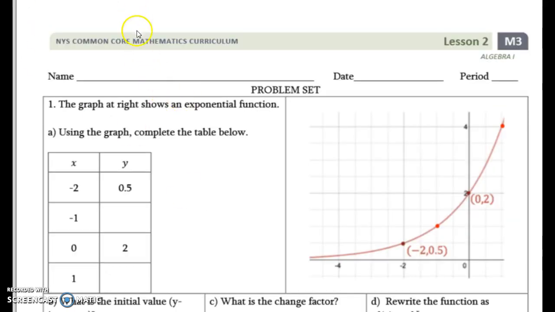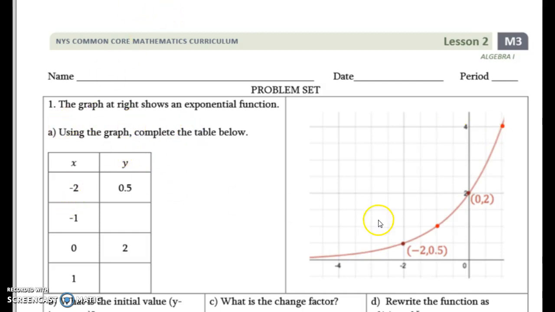Now, knowing that information about y equals a times b to the x, the exponential function, is really useful for every single one of these lessons. For example, in lesson 2 in the problem set, the graph is shown, which is an exponential function. You can see it's exponential because it's increasing at an exponential rate. It's starting off slow, and then it's getting faster and faster and faster.